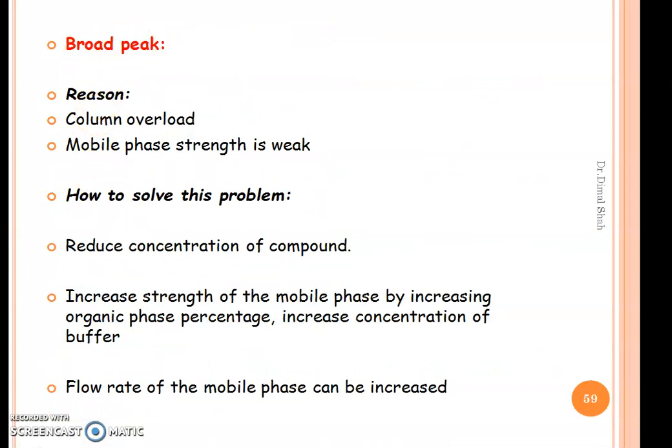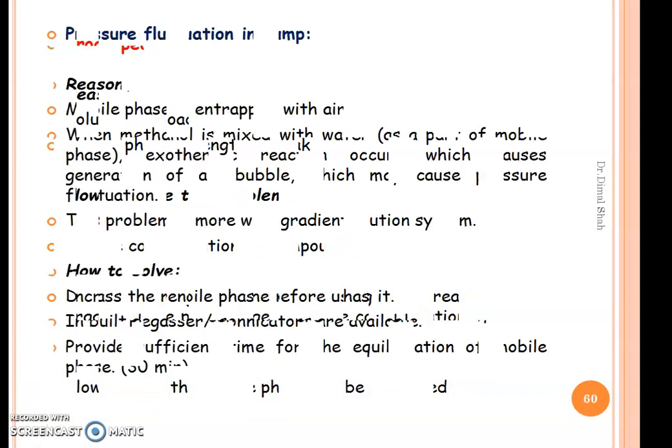Sometimes we may observe a broad peak. The reason is obvious, maybe due to column overloading or the mobile phase strength is weak. So how to solve this problem? Reduce the concentration of the compound, obviously. Second, increase the strength of the mobile phase by increasing the mobile phase percentage, or increase the concentration of buffer. We can even increase the flow rate of the mobile phase to reduce the peak broadening problem.